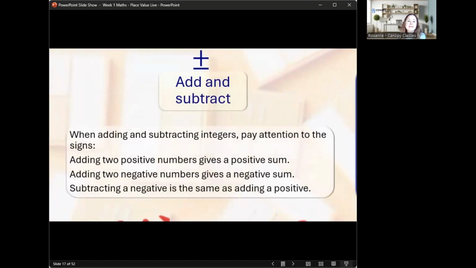When adding and subtracting integers, if you've got two positive numbers and you're adding them together, then you're going to end up with a positive sum. If you're adding two negative numbers together, so let's say -7 added to -3, then you're going to end up with an even more negative sum, so -10 in that example. If you're subtracting a negative, it's the same thing as adding. So if we've got 5 take away -2, that's the same as saying 5 add 2. So getting used to the sums and the way they're written, two negatives will mean an addition.